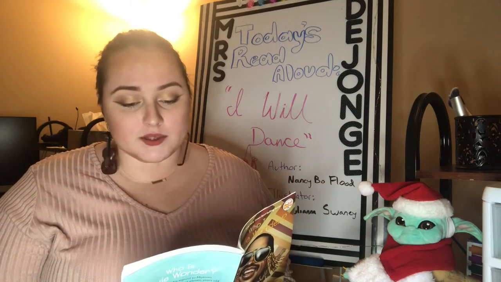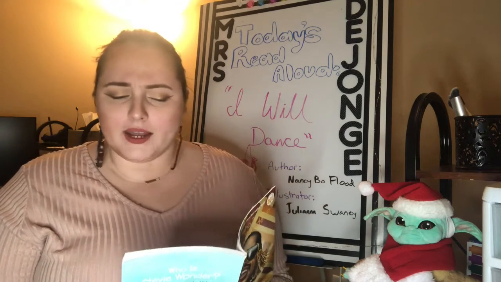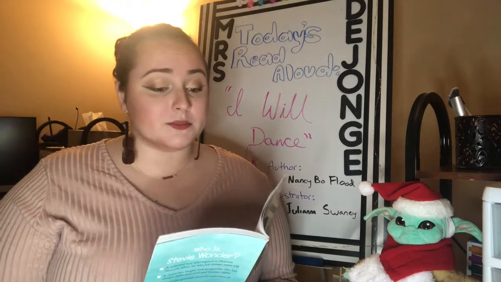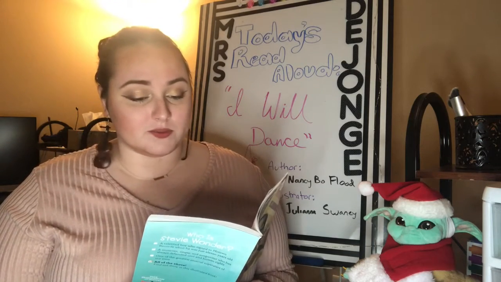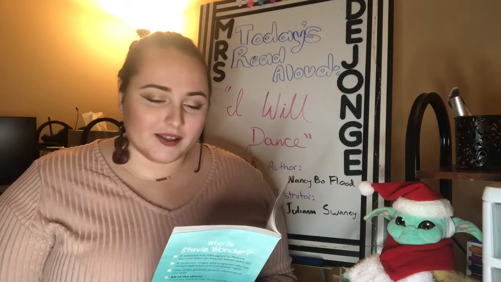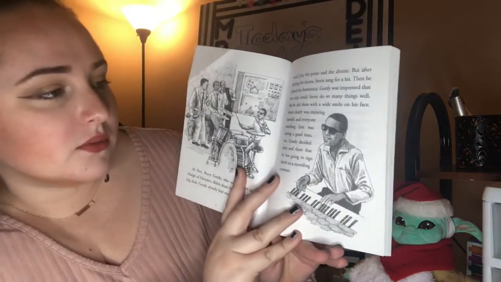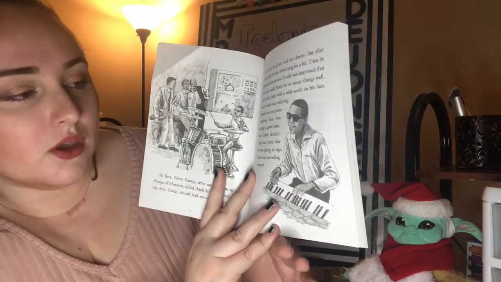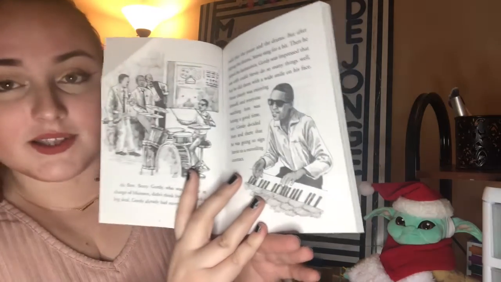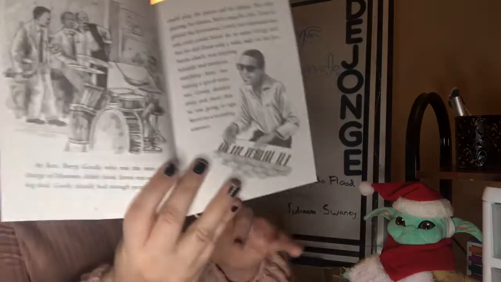But after playing the drums, Stevie sang for a bit. And then he played the harmonica. Gordy was impressed that not only could Stevie do so many things well, but he did them with a wide smile on his face. Stevie was clearly enjoying himself, and everyone around him was having a good time too. Gordy decided then and there that he was going to sign Stevie to a recording contract.